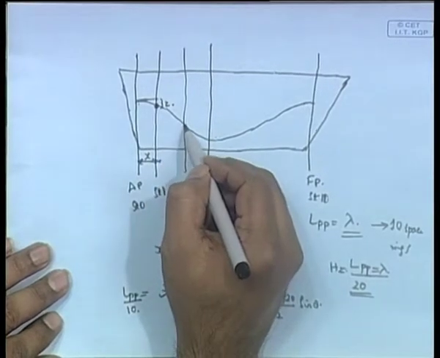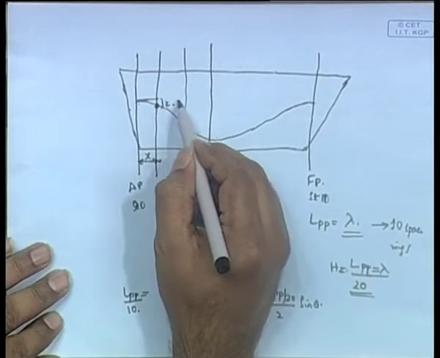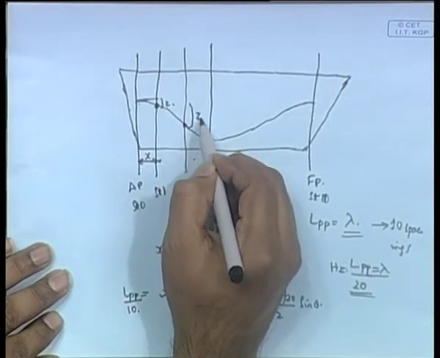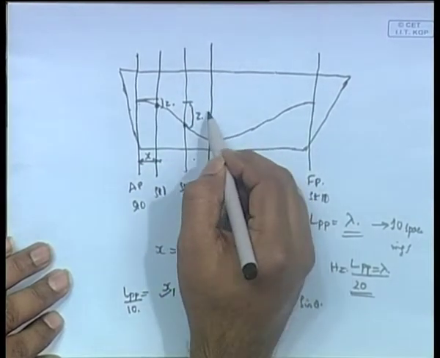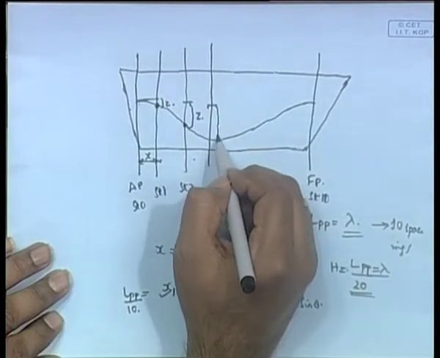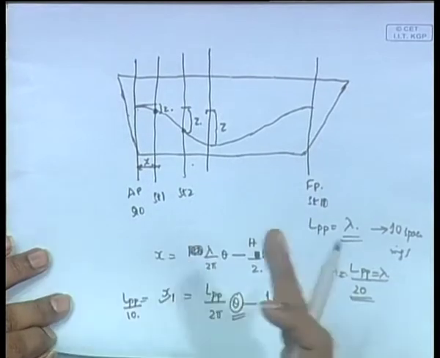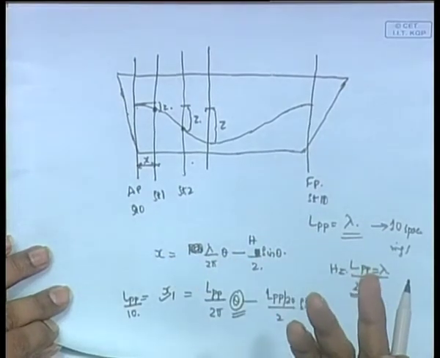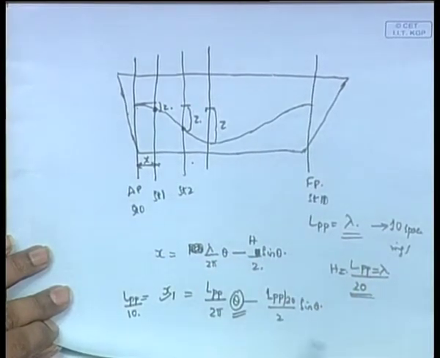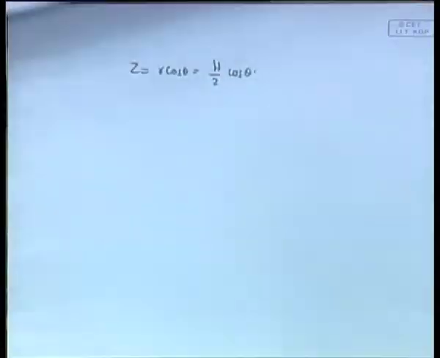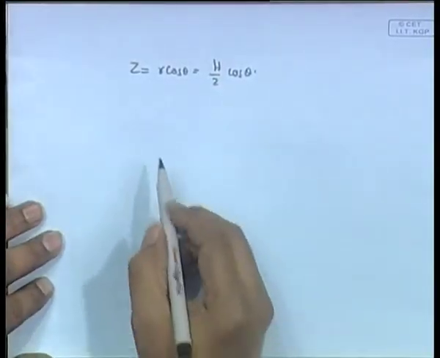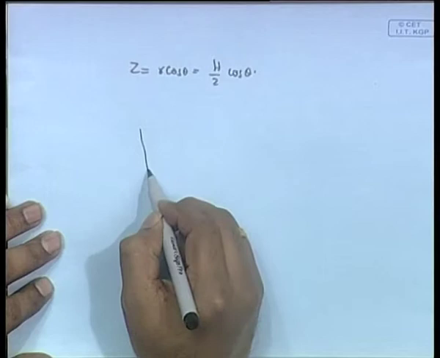Similarly, you take the next point x2, station 2, and you will calculate the z like this. So with these different values of x and z for different stations, you can calculate the wave profile. As a result of these calculations, you will now end up with the proper wave profile.